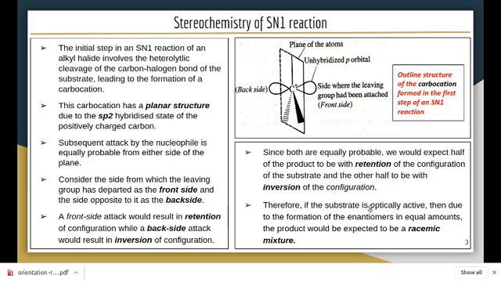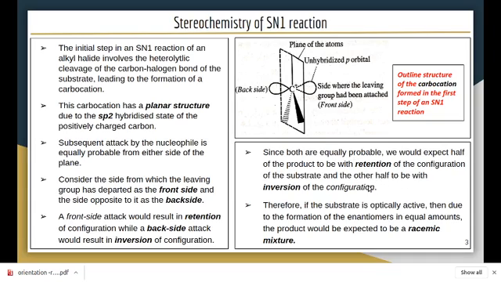So, if the substrate is optically active, that means if the substrate has a chiral center, then due to the formation of enantiomers in equal amounts, D and L enantiomers, the product would be expected to be a racemic mixture. Racemic mixture means a mixture in which both the enantiomers are in equal amounts. Left-handed and right-handed enantiomers will be in equal amounts.